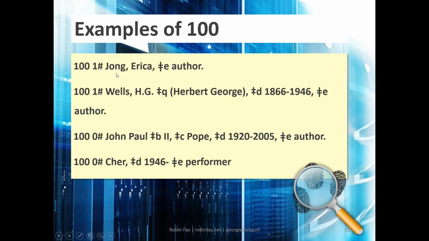100, first indicator 1, so we have the last name first, so that inverted name, and then subfield E, author, because these are all authors. You can see here some of the other subfields that are there. So this is pretty typical of what we see when we're looking at a MARC record, right? The author's name, and then you may or may not have these in your catalog, that subfield E. It really depends upon whether or not you've had them.